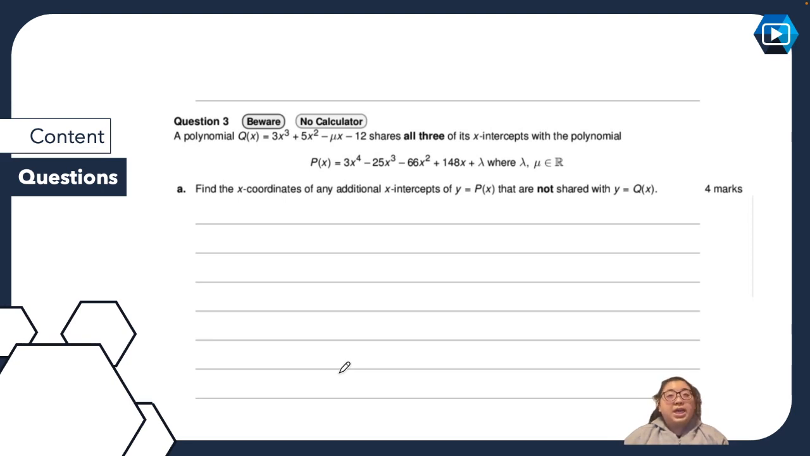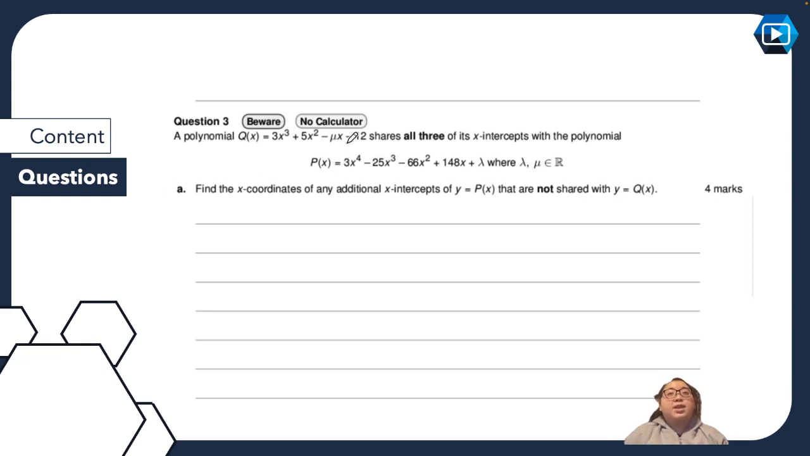So the question here is asking us to find the x coordinates of any additional intercepts of y equals p of x that are not shared with y equals q of x. So the strategy here is going to be that we can see that there is a one step power difference between those two functions, right?